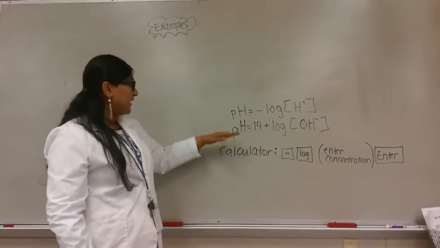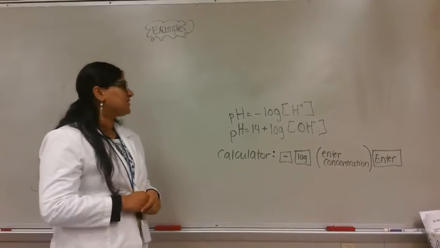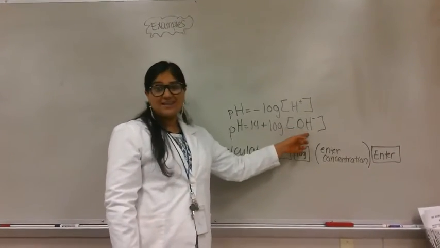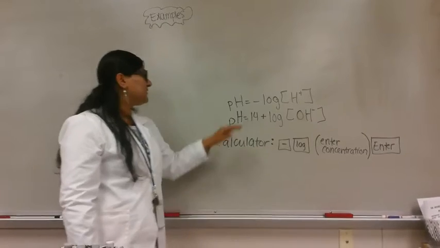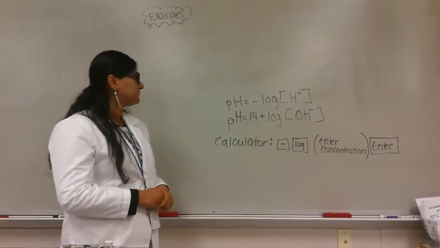So the second way that you would do it then, if you didn't have your hydrogen concentration, but they gave you the hydroxide ion concentration, would be to take 14 plus the log of the hydroxide ion concentration.